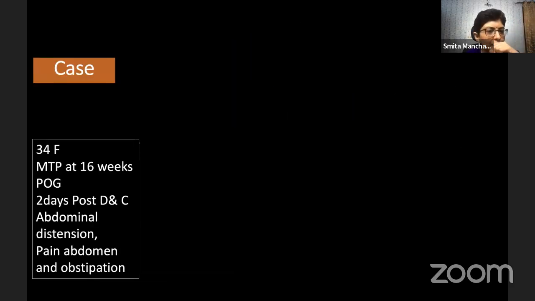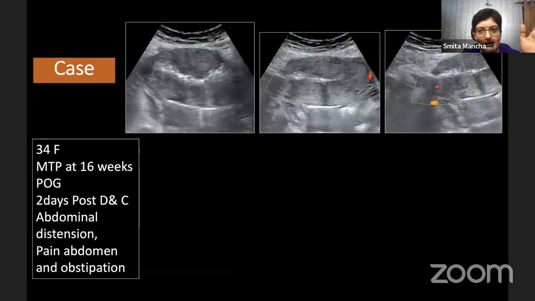So now, a 34-year-old lady, MTP at 16 weeks period of gestation. Now, 2 days post D&C, she had abdominal distension, pain abdomen, and she has obstipation. So I'll just show this case. Now what is happening here is that this is the endometrial, this is the uterus, sorry. This is all air within this uterine cavity.